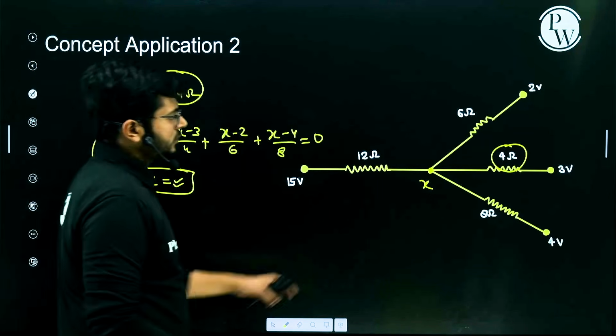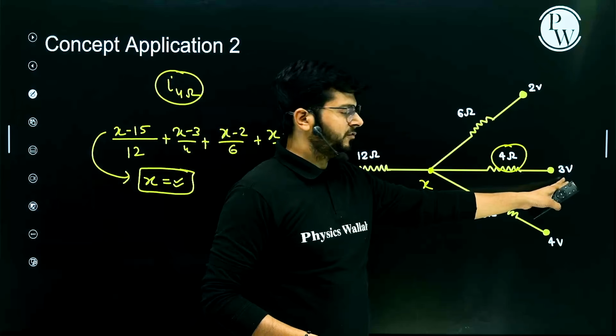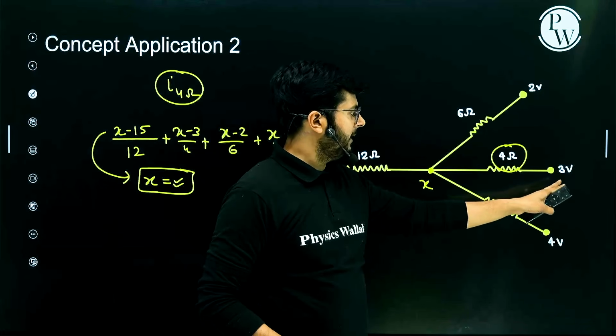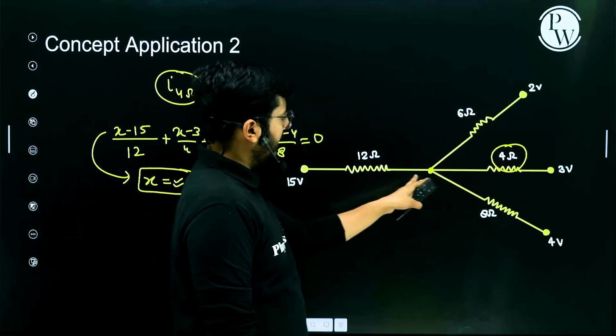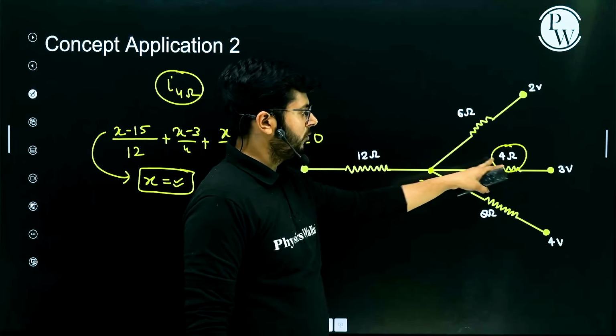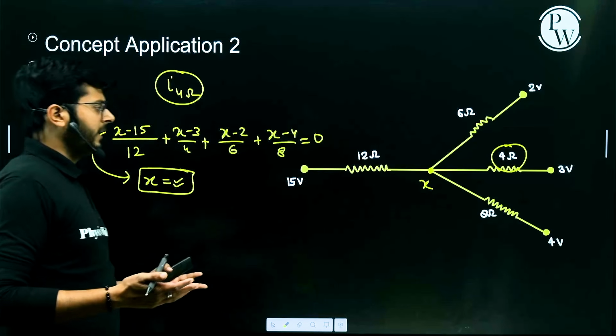Whatever value of x you have, let's say you get 10 volts, and here you have 3 volts. So 10 minus 3, that is 7, upon 4 volt. That is the value of current through this one. Very easily you can get the value of current through any particular arm.